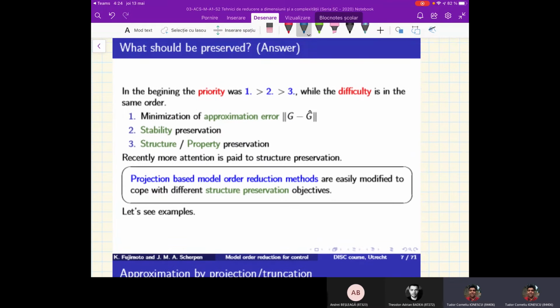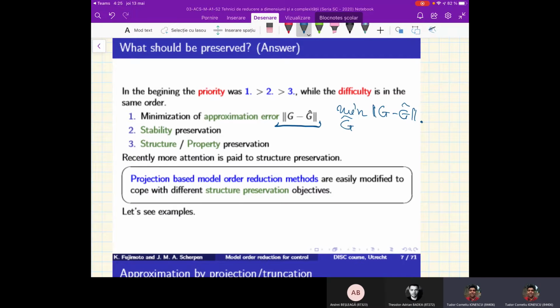They say here, it's very interesting. Historically, the priority in the beginning is 1, 2, and 3. So you want to minimize an approximation error, you want to preserve stability, and then you want to preserve structure. And the difficulty, they claim here, is in the same order. This is more or less true because essentially the problem of minimizing the approximation error in model order reduction, so this problem, minimize over all transfer functions G minus G hat, some sort of norm here, doesn't matter which one.